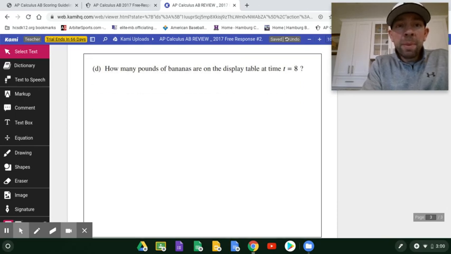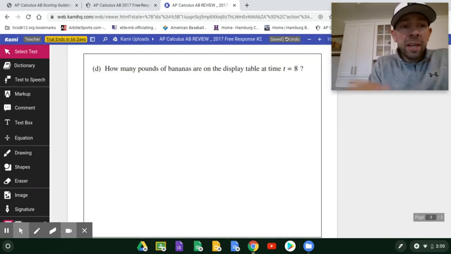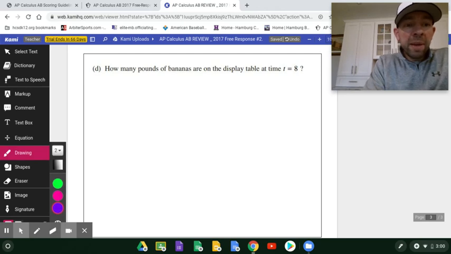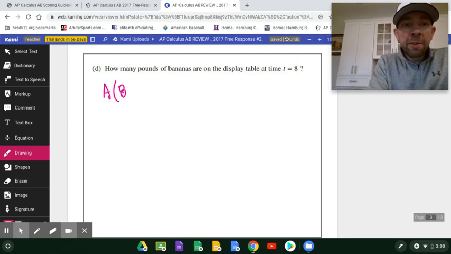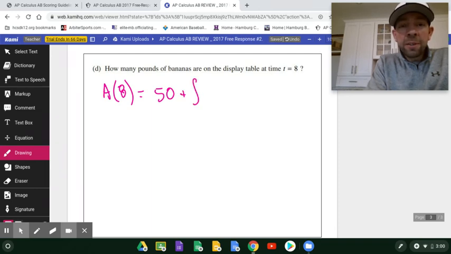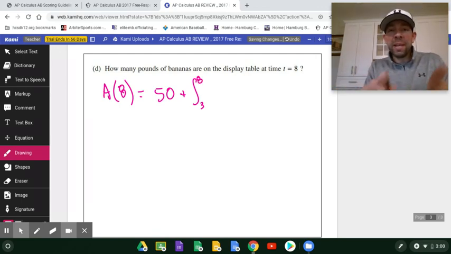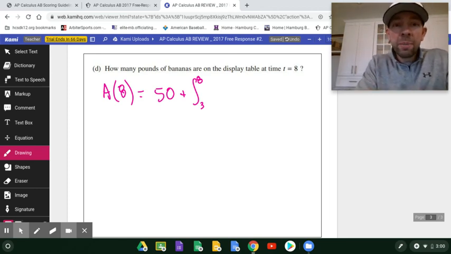So how many pounds of bananas are on the display table at 8? Well, again, we kind of reap the benefits of what I've already written. That function A of T, I'm just going to evaluate at T equals 8. So you've got the original 50 plus, let's see, oh, you know what? I need this lower bound to be a 3 because the employees didn't start adding the bananas back in until 3 hours after the store had opened. So I've got to make sure I get the correct lower bound there.